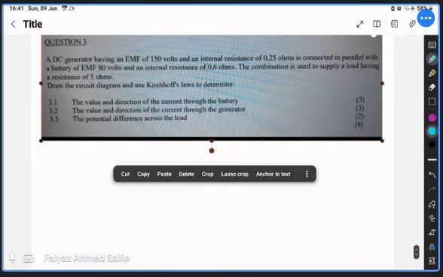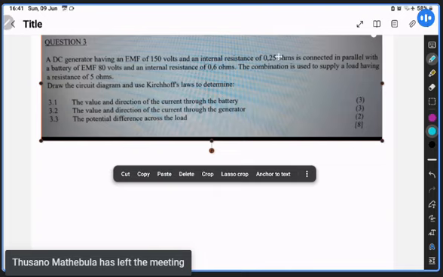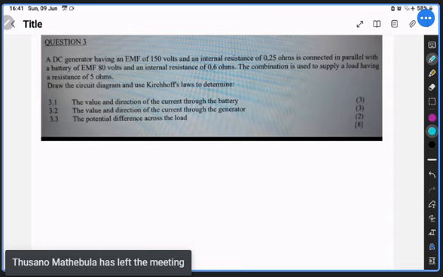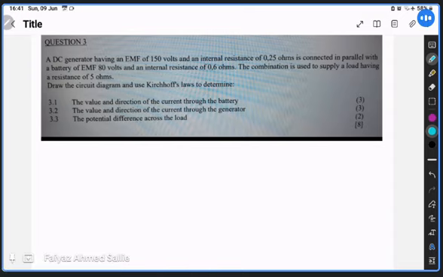Okay, so the question says that a DC generator having an EMF of 150 volts, an internal resistance of 0.25 ohms is connected in parallel with a battery of EMF of 80 volts and an internal resistance of 0.6 ohms. The combination is used to supply a load having a resistance of 5 ohms. Draw a circuit diagram and use Kirchhoff's law to determine the value and direction of the current through the battery. Cool.